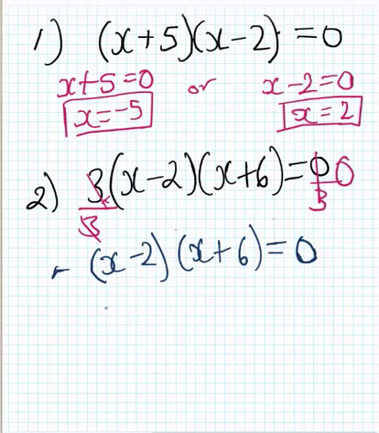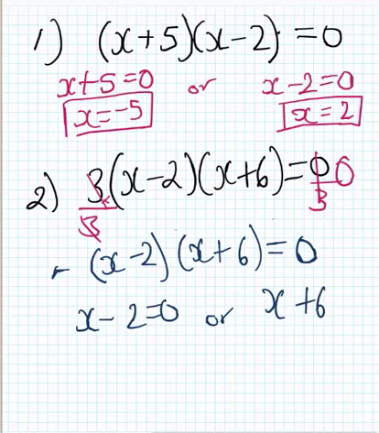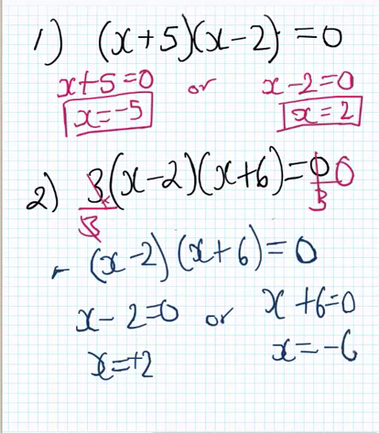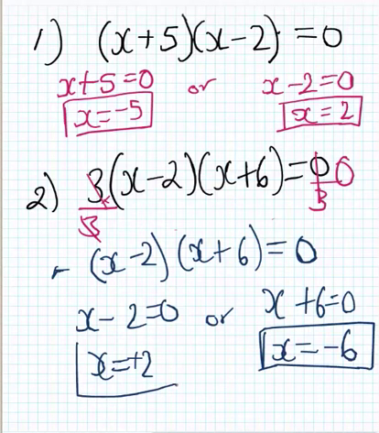So let's just show some working out. So x minus 2 equals 0 for this one, or we can have x plus 6 to equal 0. Solve each one. x will equal positive 2, and here x will equal negative 6. And they are the 2 points where the parabola passes through the x-axis. And like I said, if you did it the other way, you would have still gotten these two solutions.